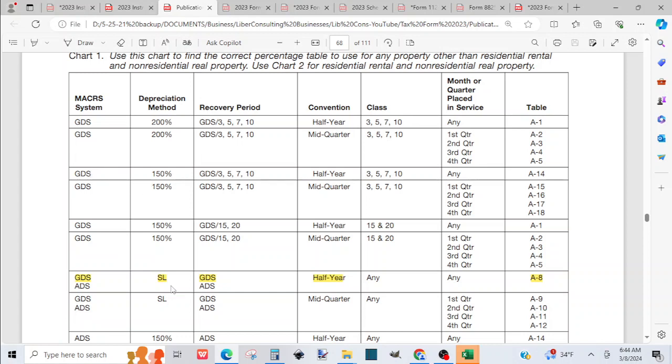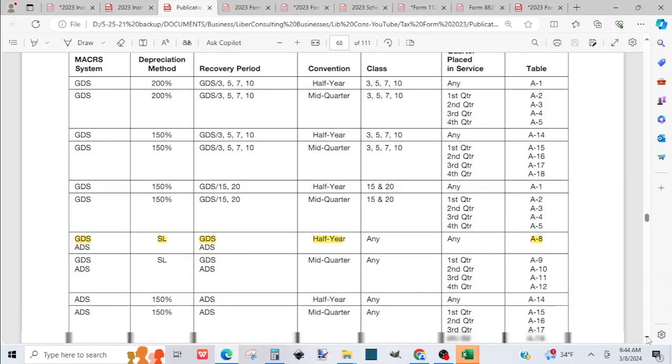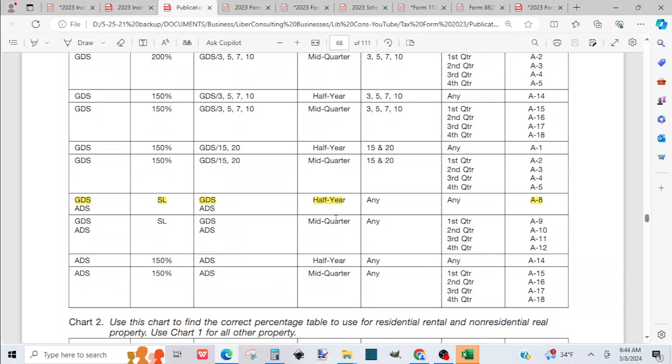And in this case, I'm going to use straight line. Therefore, I'm going to look for straight line options that they have. They have half year and mid-quarter. So since I qualify for half year, I'm going to stay with that row. So GDS straight line. That means I'll put that on my spreadsheet.